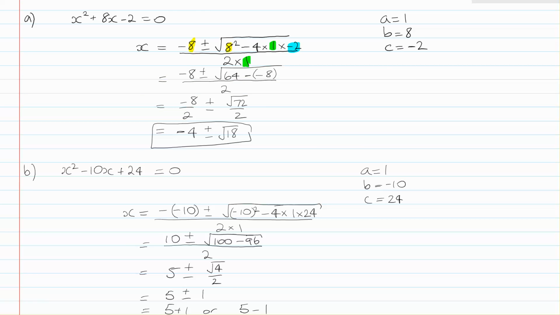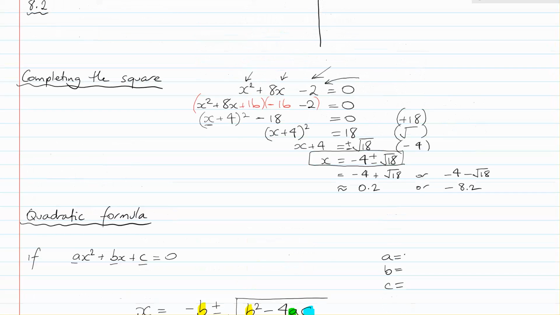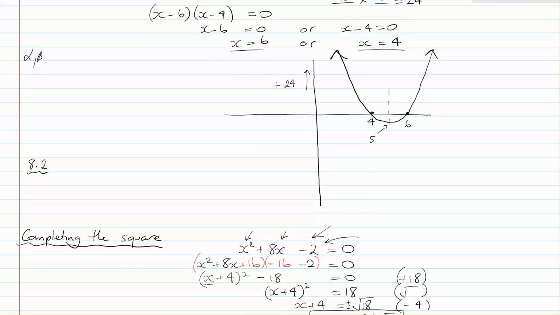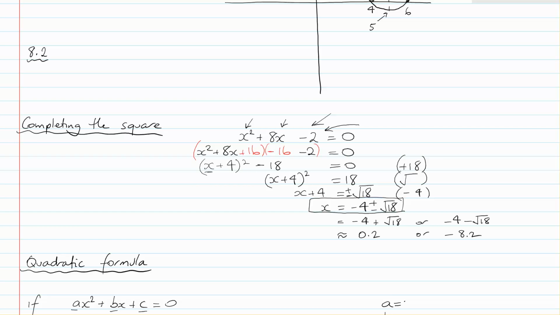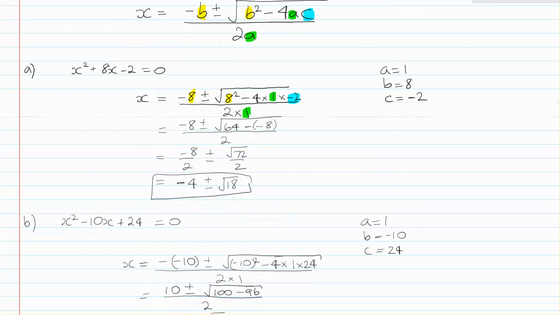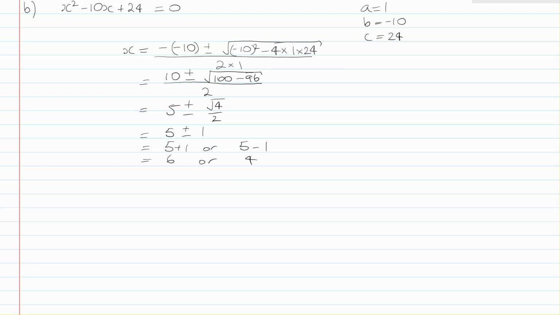Shall we go back up and check? Going back up. What did we get? No, not that one. This one here. Oh, well, 6 and 4. Magic. Isn't maths fun? So there's my last example of using the quadratic formula.